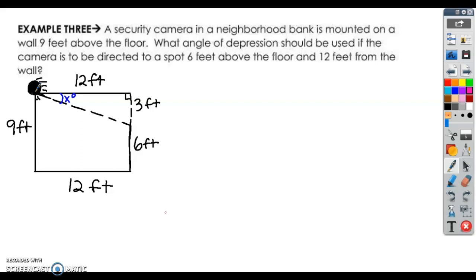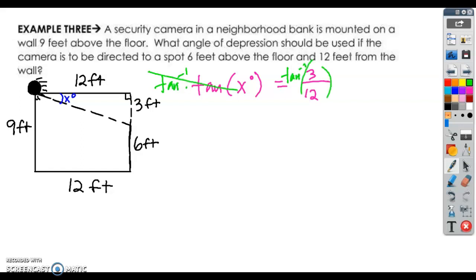So I did a quick little sketch here, drew a visual for myself so I could figure out what I'm doing. I've got to find the measure of this angle. So the tangent of this angle, which is x degrees, equals opposite over adjacent. Well, in order to find the measure of an angle, we have to do inverse trig. Remember, inverse trig. So these would end up canceling. So x should be whatever the inverse tangent of 3 divided by 12 is.